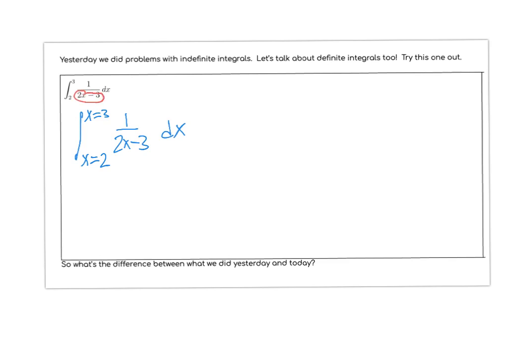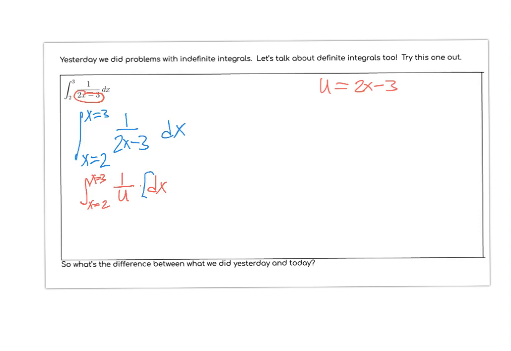The reason that I'm doing this is because we can hopefully see that the stuff that's inside of this function, we've got this 1 over stuff, and it's that stuff that's the u here. So if I write this as u is equal to 2x minus 3, that's going to make this a little bit easier for us. But let's see what happens. So we've got x equals 3 and x equals 2. When I plug that in, I've got 1 over u, and then I've got dx.